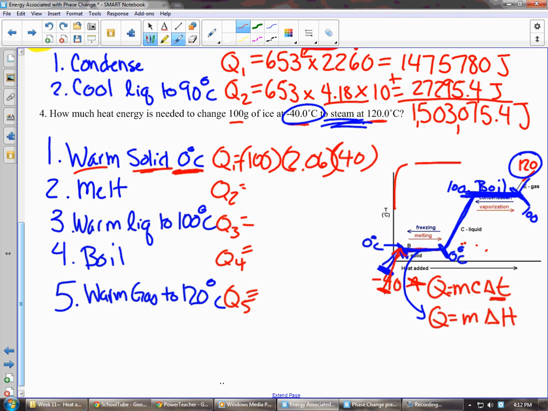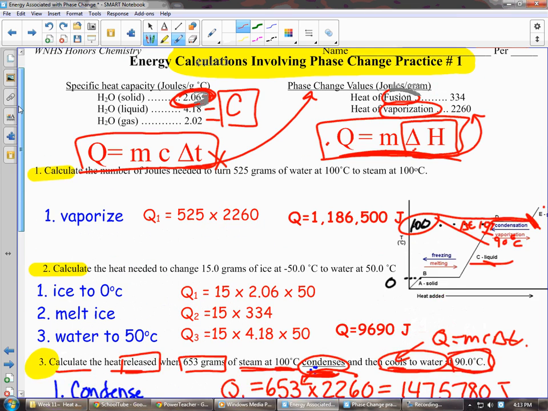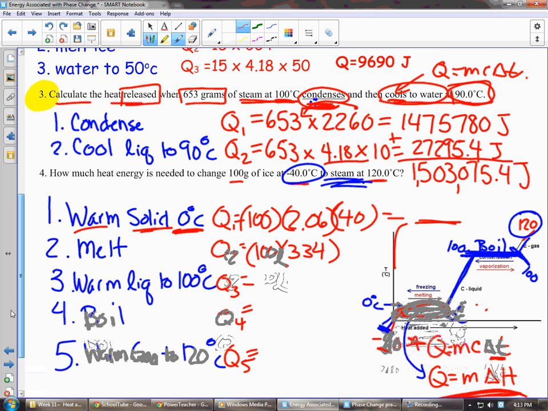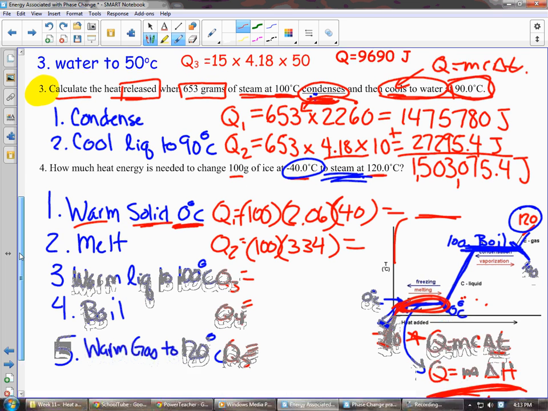I'm running out of room here. So let's do number 2. So you would multiply those together and get an answer. Then we're going to melt. Melting is a state change. There's no temperature change here. So I'm going to do Q is equal to m delta H. So I have 100 for my m, or my mass. And I'm going to multiply that against 334, which is the amount of energy, the delta H, that it takes to melt and to freeze. Okay, so we got that number. Beautiful. You would multiply that together.